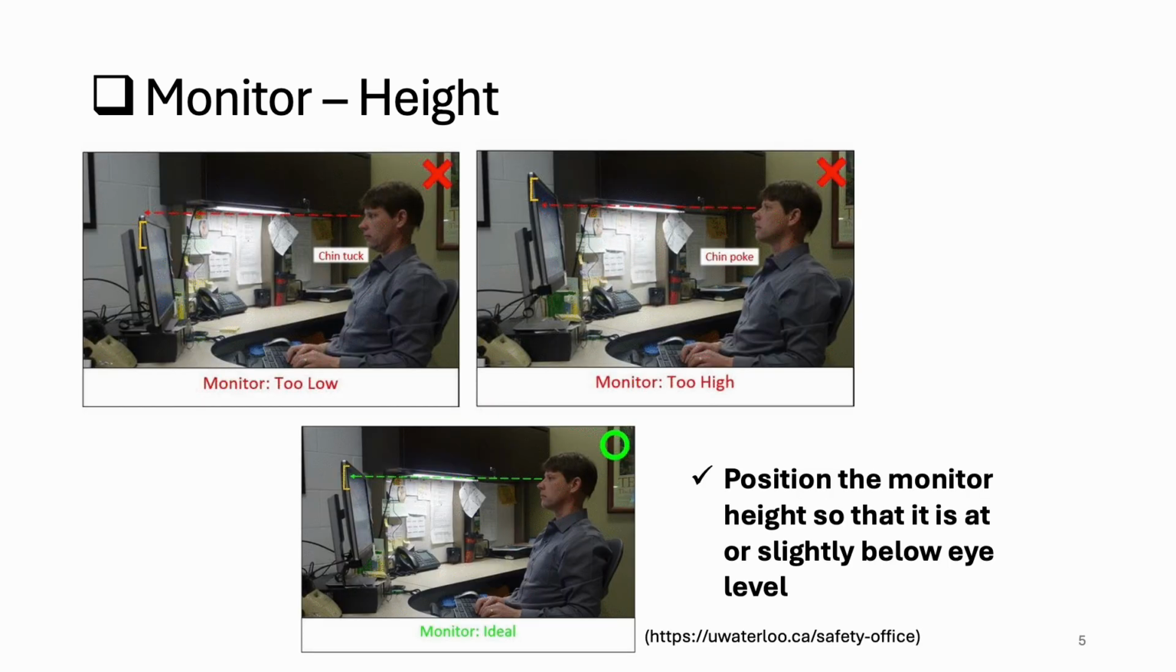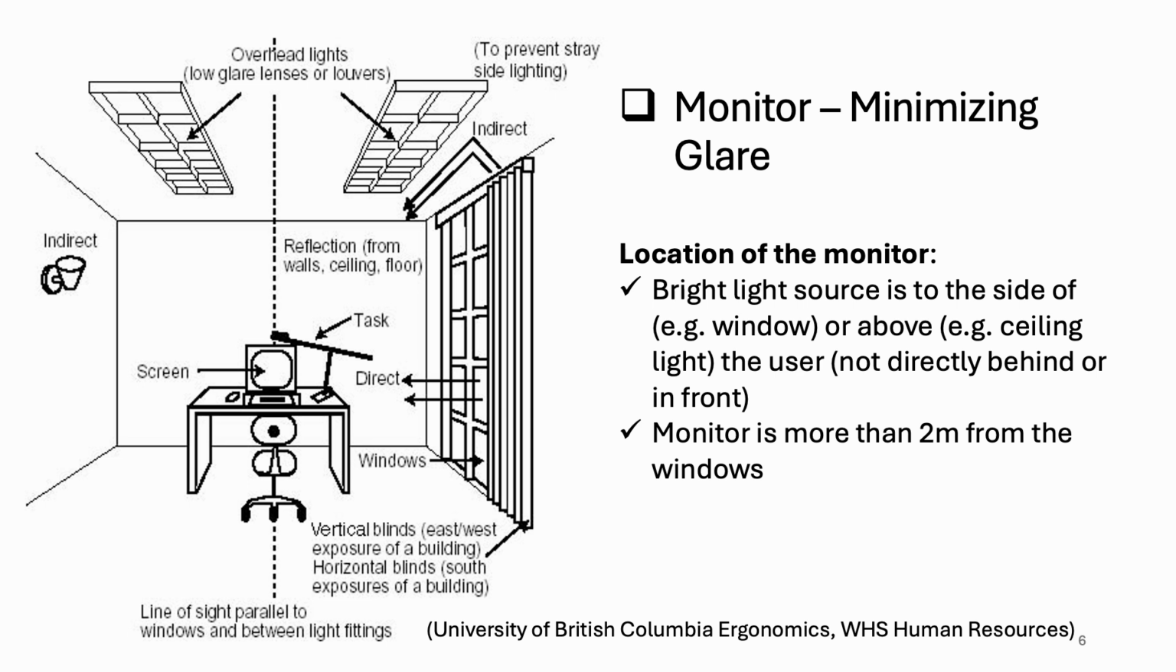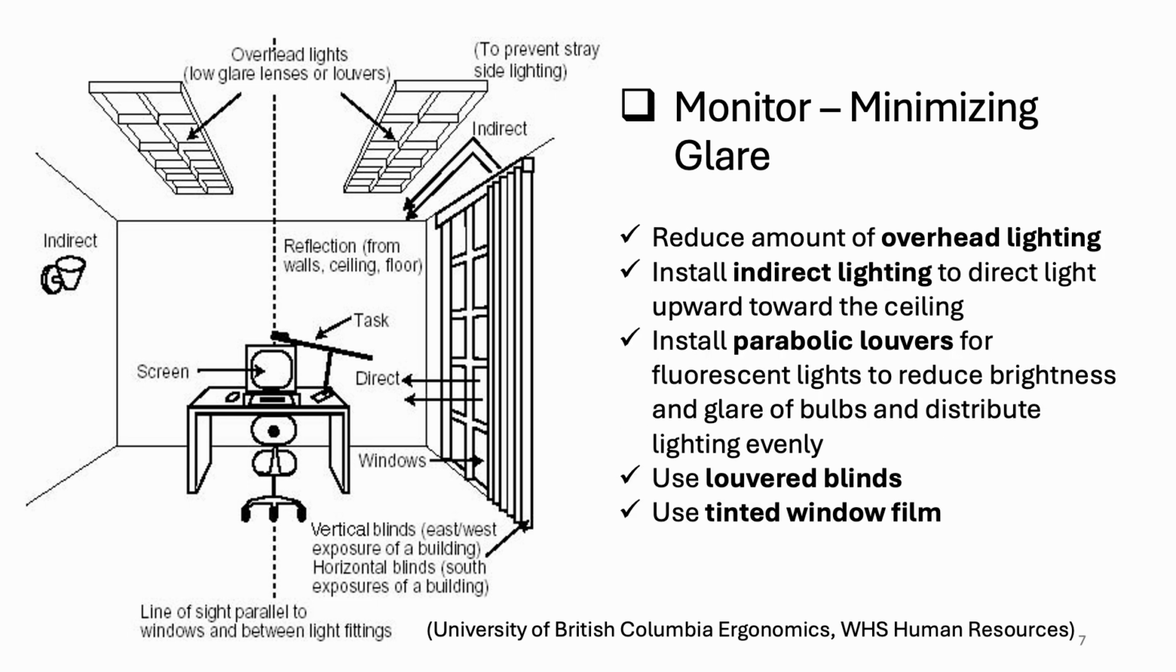As shown in the diagram, the height of the monitor should be placed at the eye level to maintain a comfortable working position. The monitor should also be placed to the side or below a bright light source, not directly in front or behind it. It should also be placed more than 2 meters from the windows to prevent glare. To further reduce glare, a few options are available.